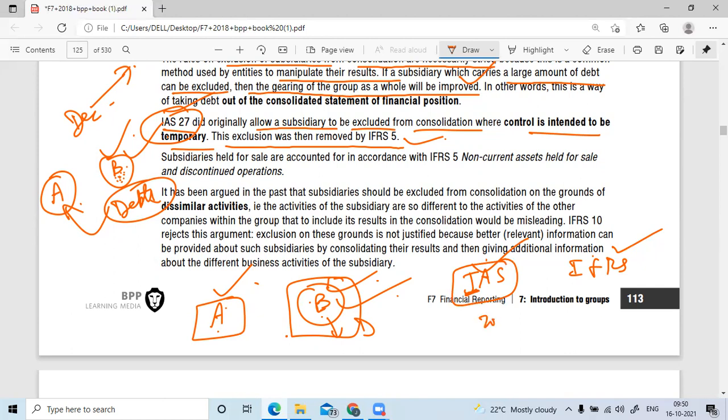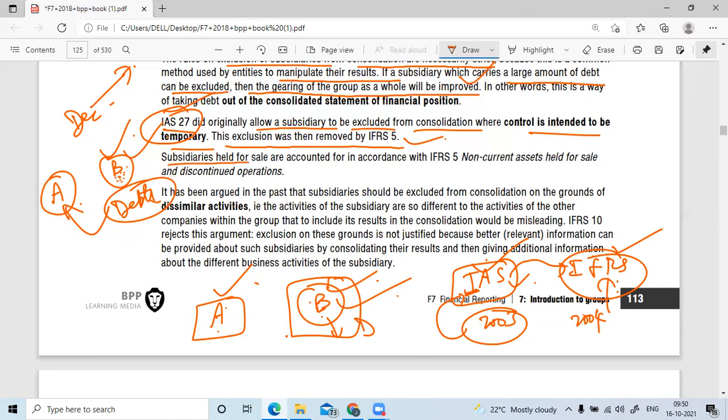Till 2003, IAS was prevalent. Accounting standards were prevalent. Then from 2004 onwards, reporting standards came into the picture, and these standards are now to be followed. Necessary modifications have been done, and these standards came into the picture. So if you want to study this, definitely you should have an idea of this also. So what happened is, in IFRS 5, they brought in some rules.